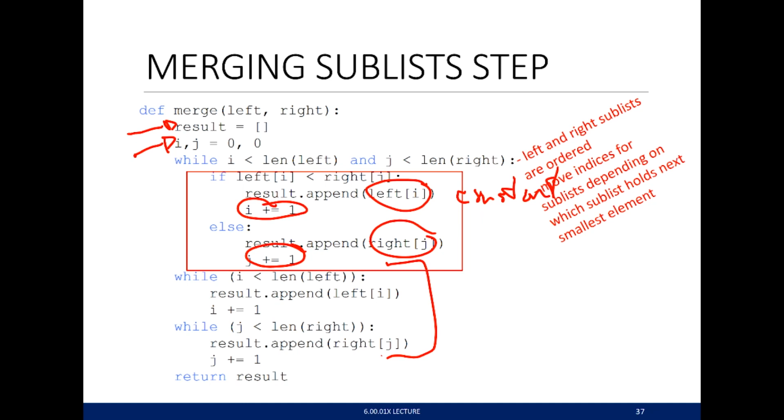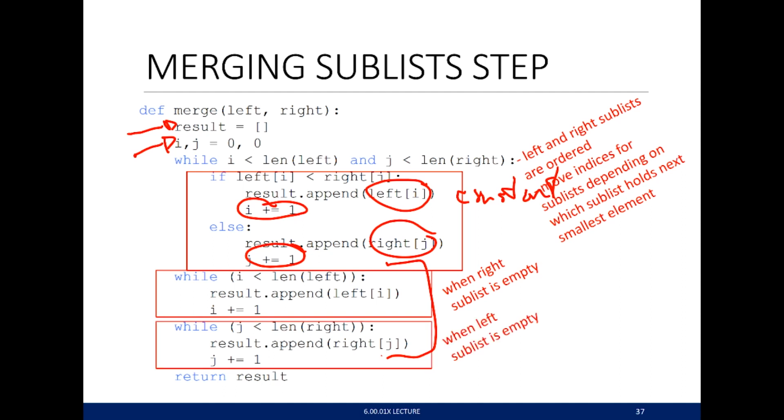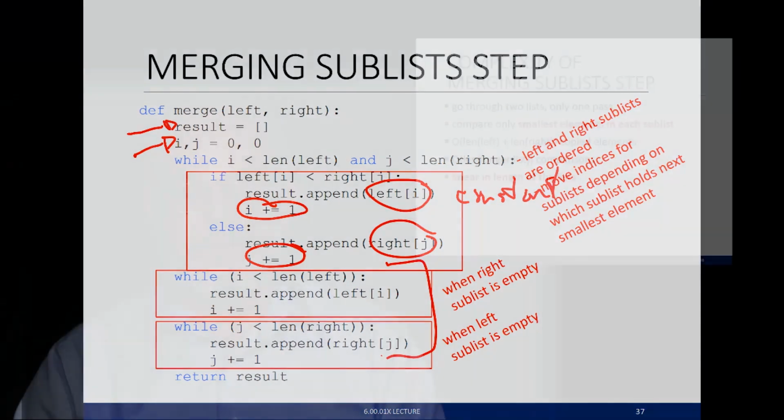Great. What do I know here? I've got left and right sublists that are ordered, so I'm just moving the indices for the sublists. It's avoiding that copy of the list. And so that cost is basically going to be linear in the size of the list. When the right sublist is empty, I copy the rest of the left sublist. When the left sublist is empty, I copy the remaining elements in the right sublist. And then I just return the result.